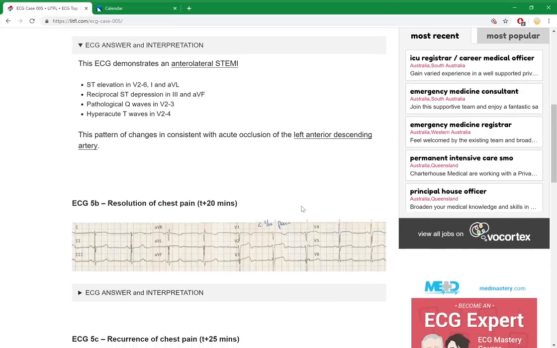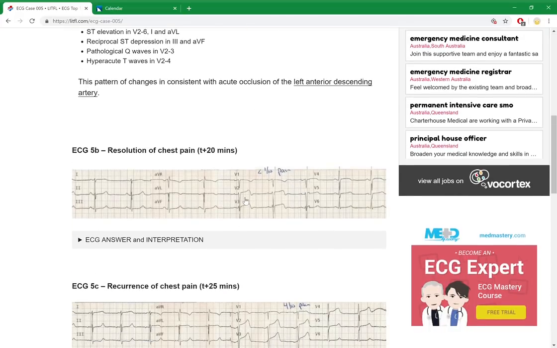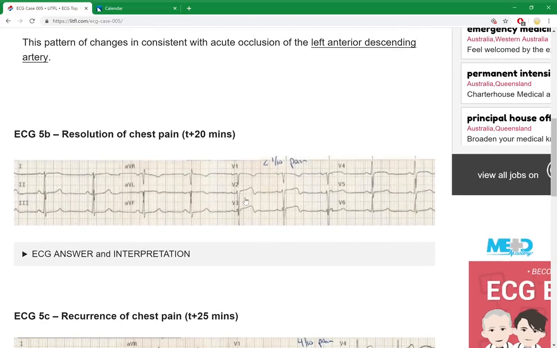So then 20 minutes later after the first EKG, there's a resolution of chest pain. So now they're at a 2 out of 10, or sorry, a 1 out of 10. So they're feeling a lot better. Now the ST elevations in V2 through V4 and the hyperacute T waves are gone. Actually, not gone, but they're way less. You have very, very slight ST elevation in V2 to V3, and it's almost gone in V4, but look at the T waves. So it's going up and then down, up and then down.